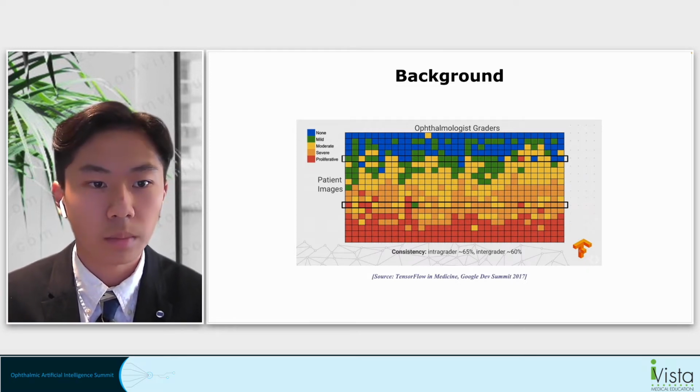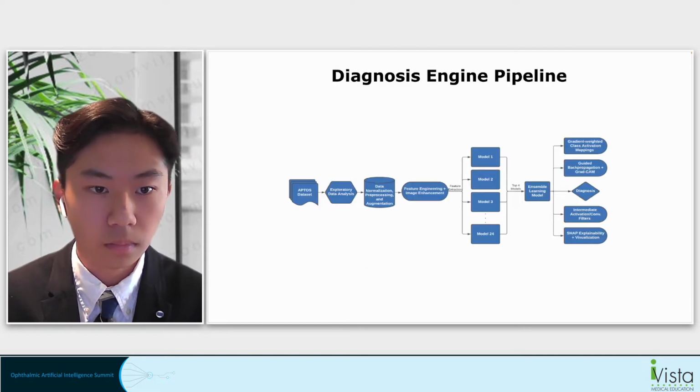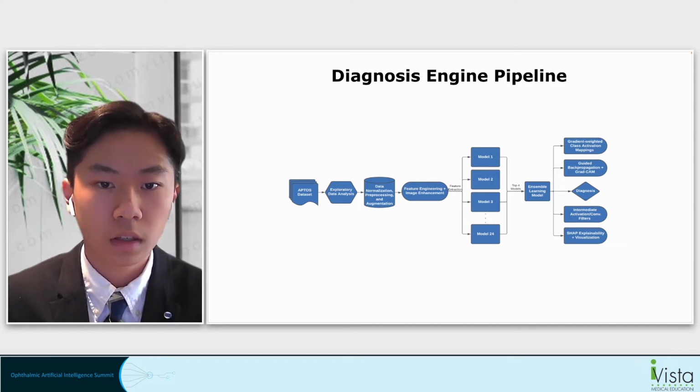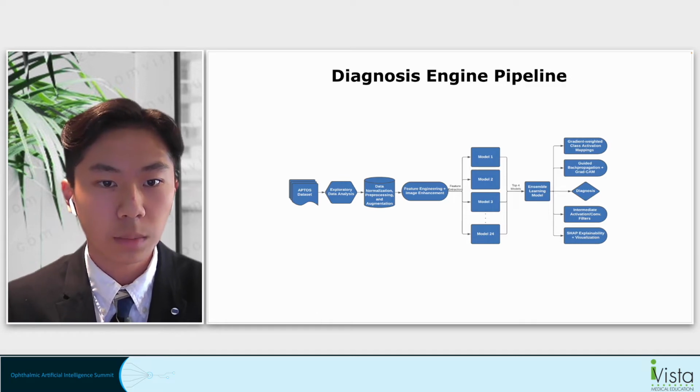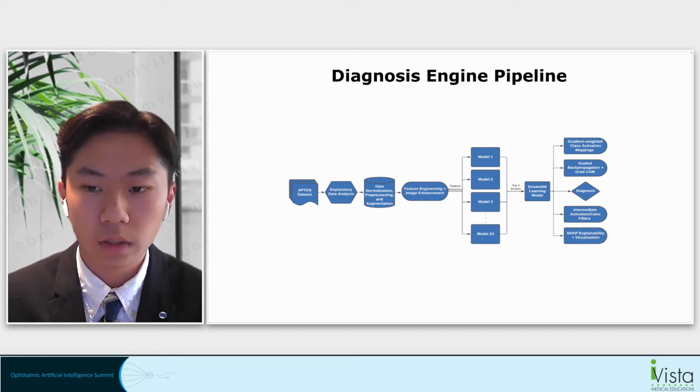But meanwhile, AI can be an instrumental tool for offering an alternative form of DR screening that can complement existing methods and ophthalmologists. So shown here is my overall pipeline for the first phase of the study. Data was first obtained, then pre-processed and used to train 24 image classification networks. And finally, an ensemble learning model was created to output a binary diagnosis, as well as 4 explainability visualizations.